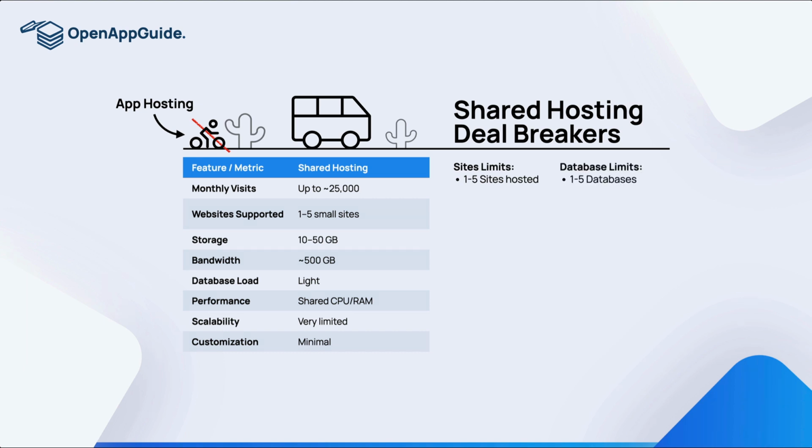Along with that is the database limit. So they'll also limit you on the number of databases that you can have, which is usually in lockstep with the number of sites that you have. It is pretty frustrating to think that if you wanted to try out a new open source application, that you've run out of your databases or the sites that you can have hosted, and now you have to buy a new shared hosting plan in order to do that.